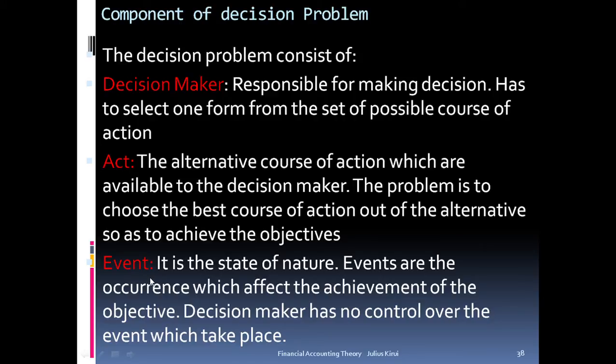Number 3, event. It is the state of nature. Events are the occurrences which affect the achievement of the objectives. Decision makers have no control over the events which take place. So events are what decision makers face in the event of making a decision. Out of the strategies that you have, the events, the condition, the environment that you're making the decision in plays a critical role.